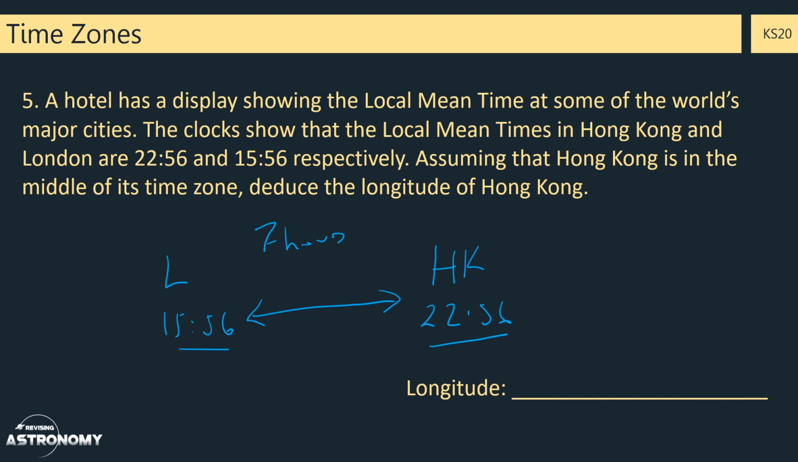Now, as we said, each time zone of 1 hour corresponds to 15 degrees. So 7 multiplied by 15 degrees is 105 degrees. So we know that the difference in longitude would be 105 degrees. Now, because Hong Kong is later, that means it must be to the east of London. So therefore, we also know that the longitude would be 105 degrees east. Were Hong Kong to have been earlier, then we know that it would be to the west.